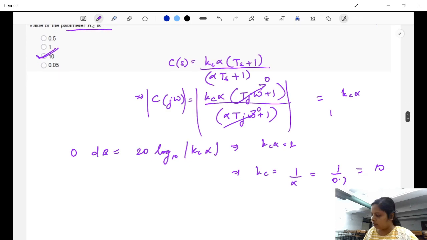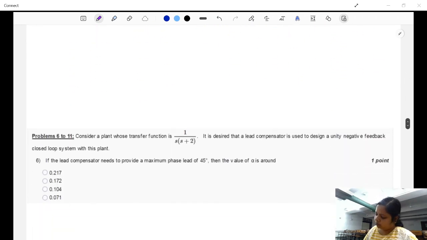Okay. So the value of the parameter Kc is 10 here. I hope everything is clear until now. Okay. Let's move forward.